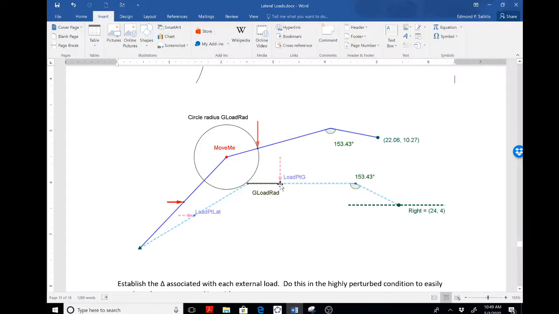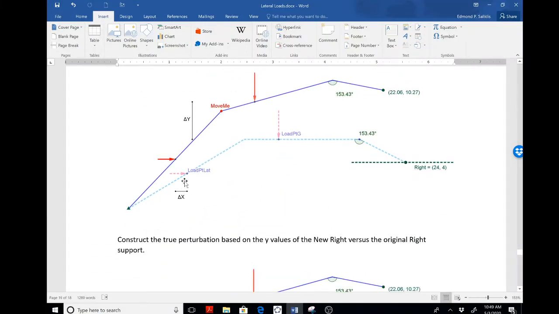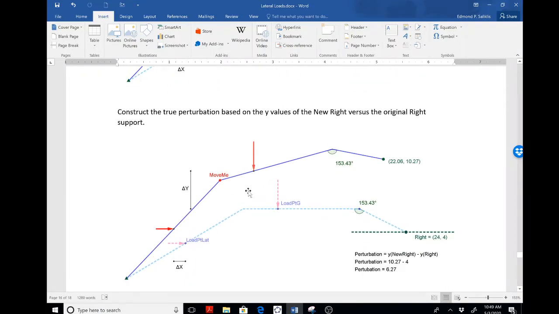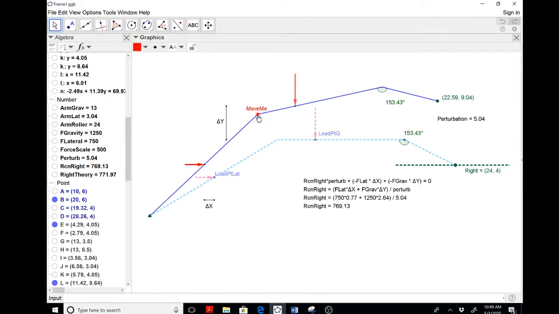Now I can easily find the loft associated with each force. So the loft associated with the lateral load is obviously a lateral loft. The loft associated with the gravity load will be this vertical loft. So I'm just taking the vertical distance between the load point G and the horizontal distances between the load point laterals. And then the perturbation is, I already described that. So let's go to GeoGebra now and take a look at how this looks.